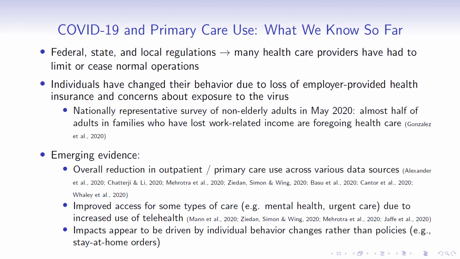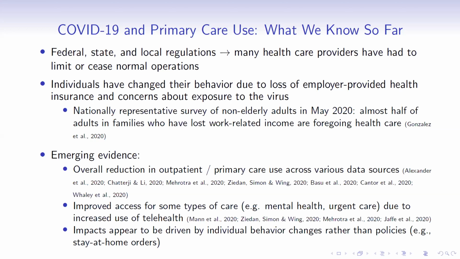So just one data point on this, a nationally representative survey of non-elderly adults conducted in May of 2020 shows that almost half of adults in families who have lost work-related income are forgoing healthcare they would have otherwise gotten. So again, unsurprisingly, there's a large reduction in outpatient primary care use that's been documented using various data sources. One thing I think would be interesting to try to understand is what's driving some of the differences in the magnitudes across that work.